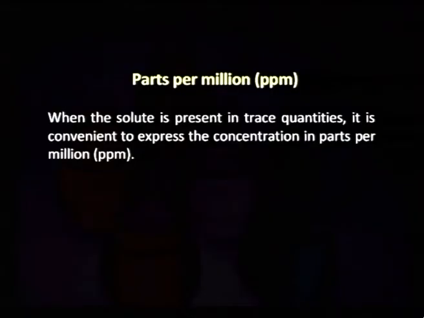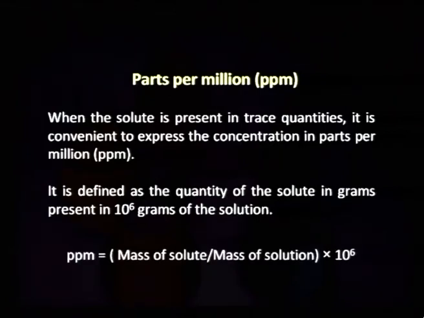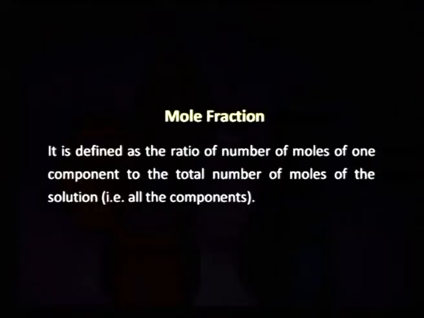Now, what is parts per million, that is ppm? When the solute is present in trace quantities, it is convenient to express the concentration in parts per million. It is defined as the quantity of the solute in grams present in 10 to the power 6 grams of solution. ppm is equal to mass of solute upon mass of solution multiplied by 10 to the power 6. ppm can be defined by mass and mass by volume and also by volume by volume.